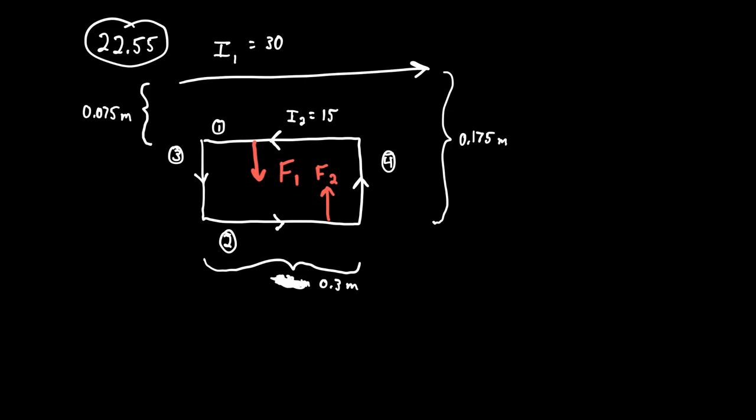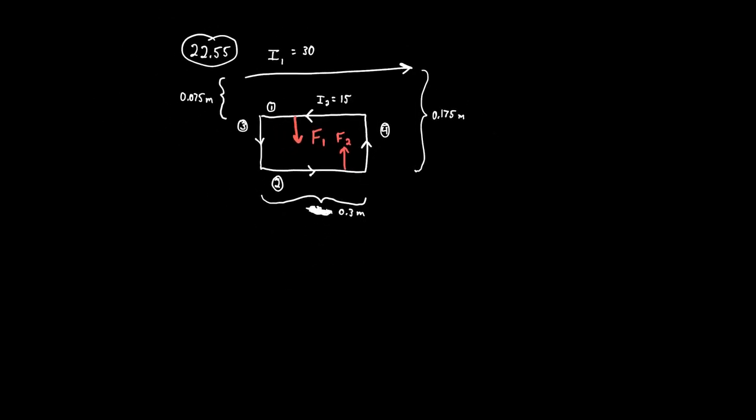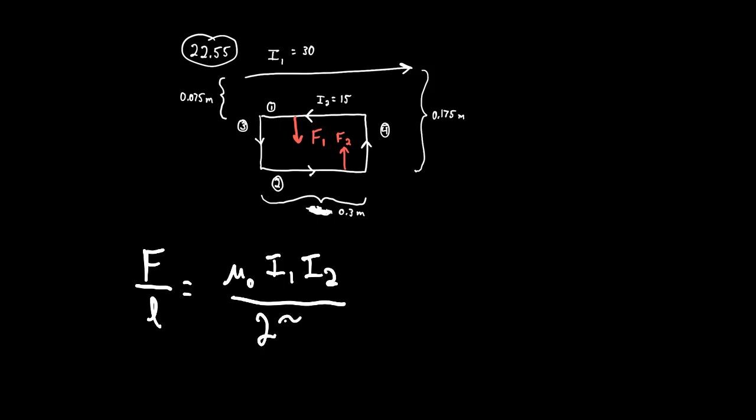Because if we look at the force that we feel between two wires, they give us this equation in the book. The force per unit length is equal to mu naught times I1 times I2 divided by 2 times pi times r. What are all these things? Sorry, I made a little writing mistake there. Force per unit length, mu naught I1 I2 over 2 pi r.